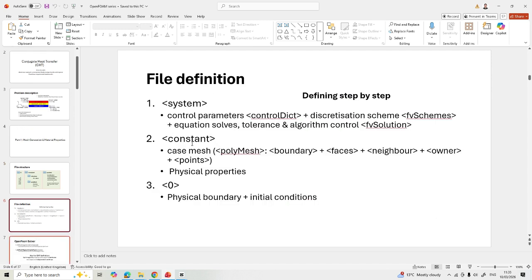I've mentioned that the sequence of solving is to define these files step by step. I suggest starting from system, followed by constant, and finally 0. Because in the system we have all the control parameters of your solving process, and some controls on the solution process as well. So what kind of differential equations you are going to use, and what schemes for that solving process. The second step will be the constant. They are not separated from each other, because when you do some system definition and generate the mesh, that will be saved in the constant folder.